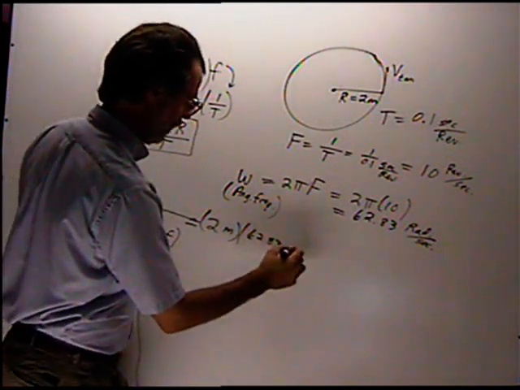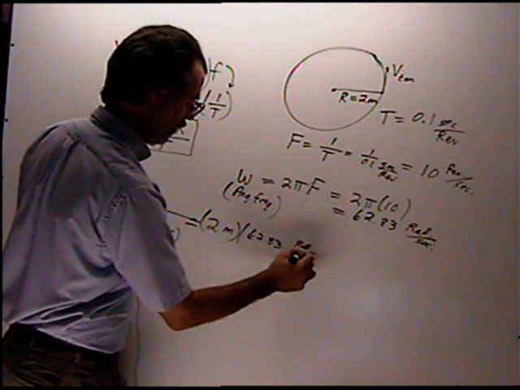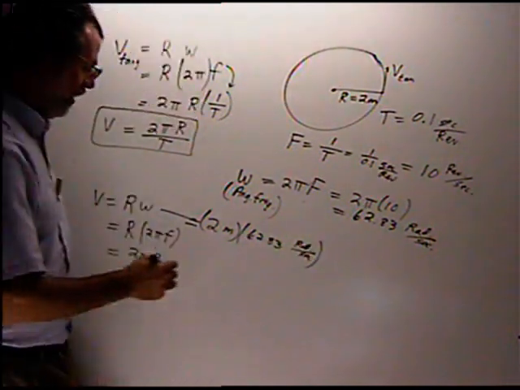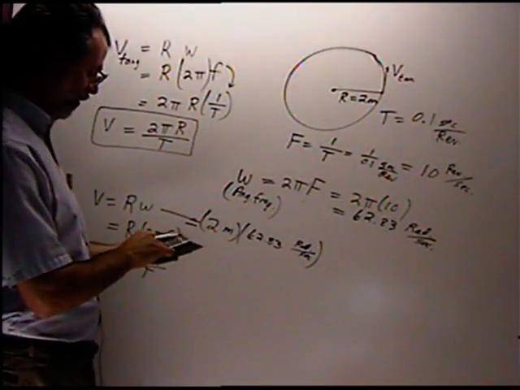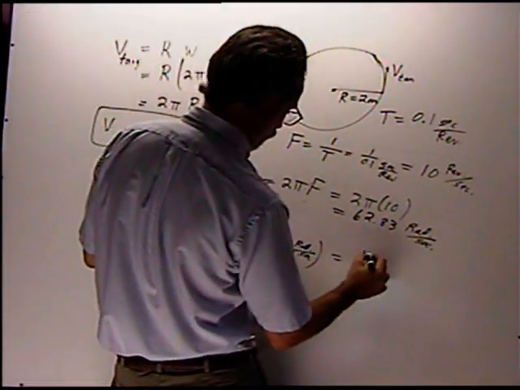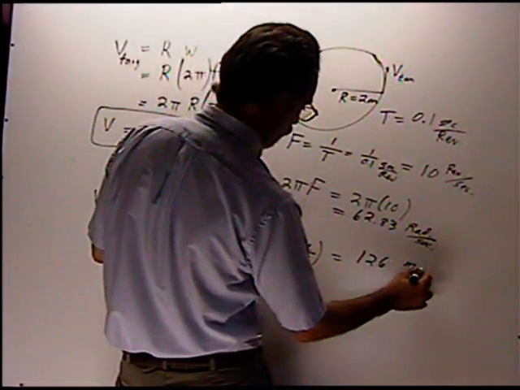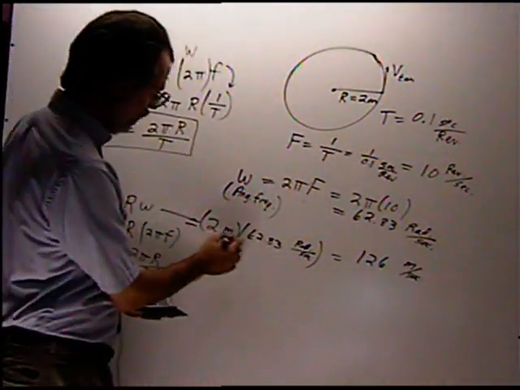62.83 radians per second. Okay, we multiply this out, and we get 2 times 62.83 equals 126 meters per second. Okay, now notice the meters per second.